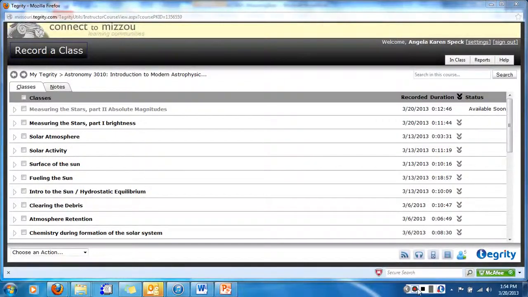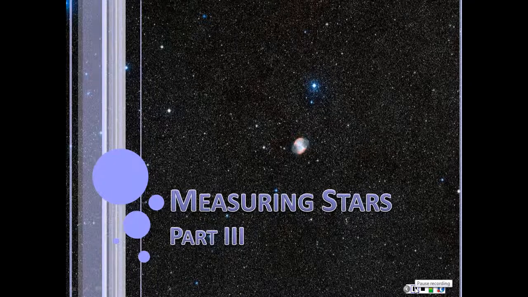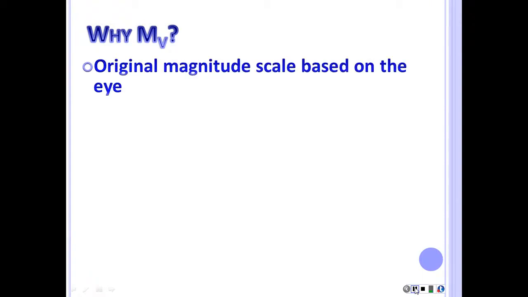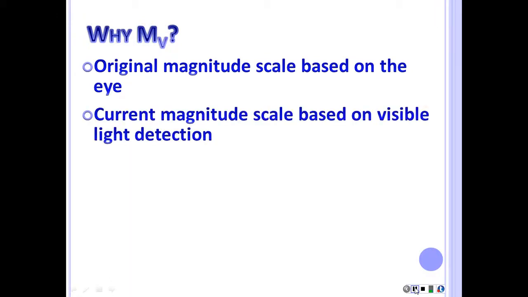Okay, the next part of measuring the stars is going to be talking about their colours and how we assess them. So you may have noticed that I wrote down the magnitude with a subscript V. What is that M_V meant to be? Well, the original magnitude scale is based on how the eye responds, and the eye doesn't receive light equally at all wavelengths. And our current magnitude scale is based on detecting visible light.